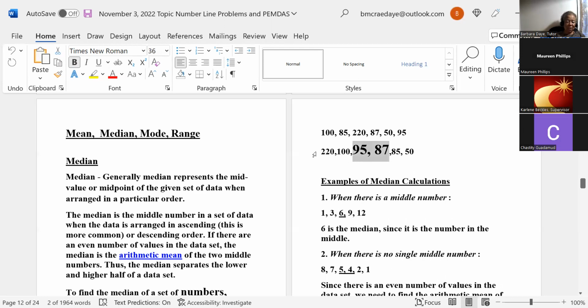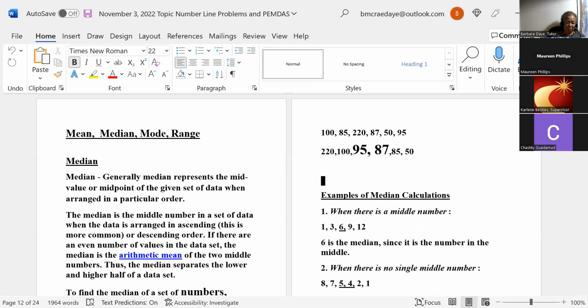So when you have an even set of items, there is no one middle number. You take the two numbers in the middle, add them together, and what do you do then, Maureen? Then divide them by 2. That's right. So you add 95 and 87 and divide the sum by 2.